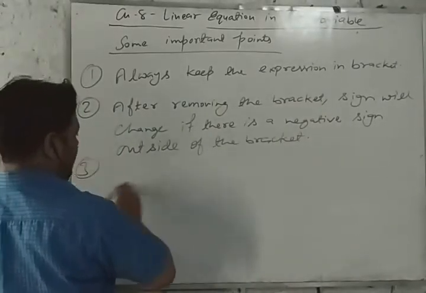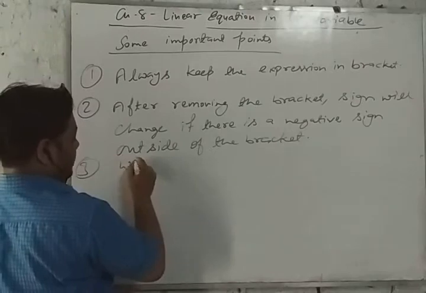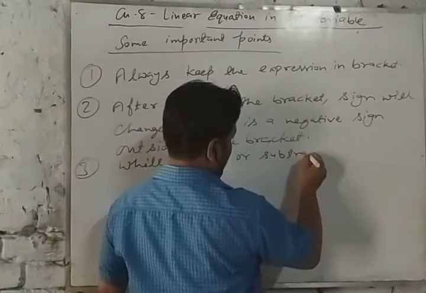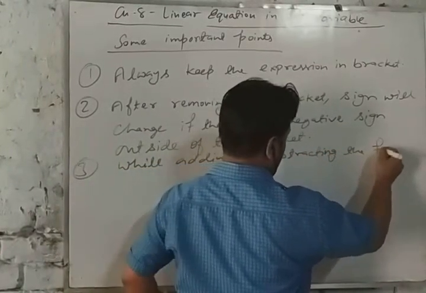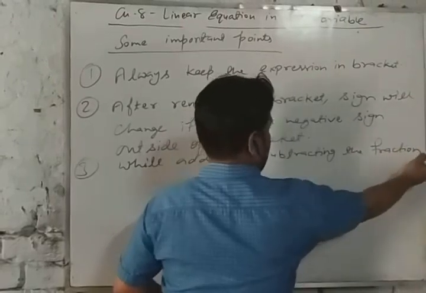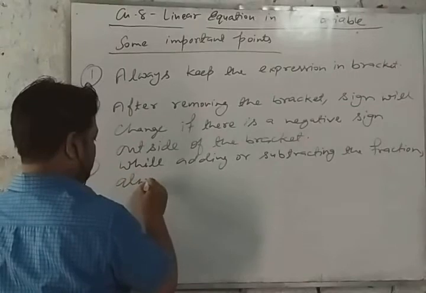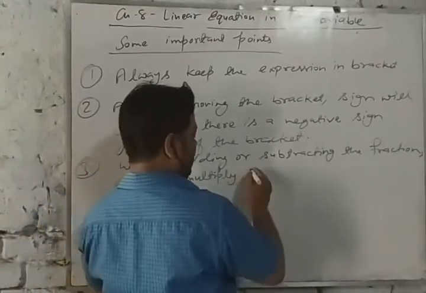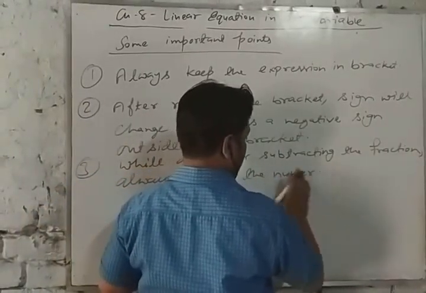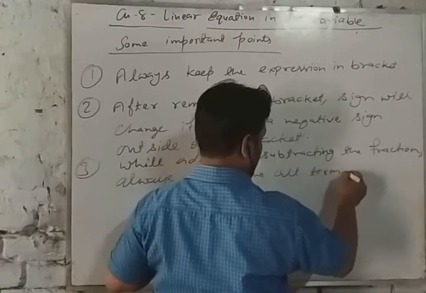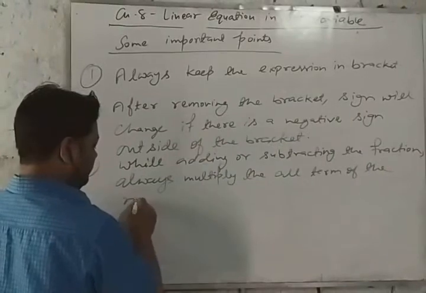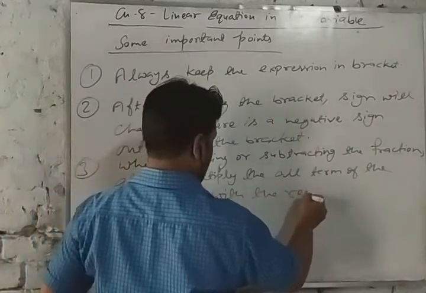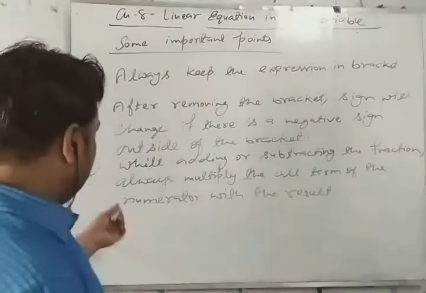Now, while adding or subtracting the fraction, always multiply the all term of the numerator with the result. Okay, so these are the three important points.